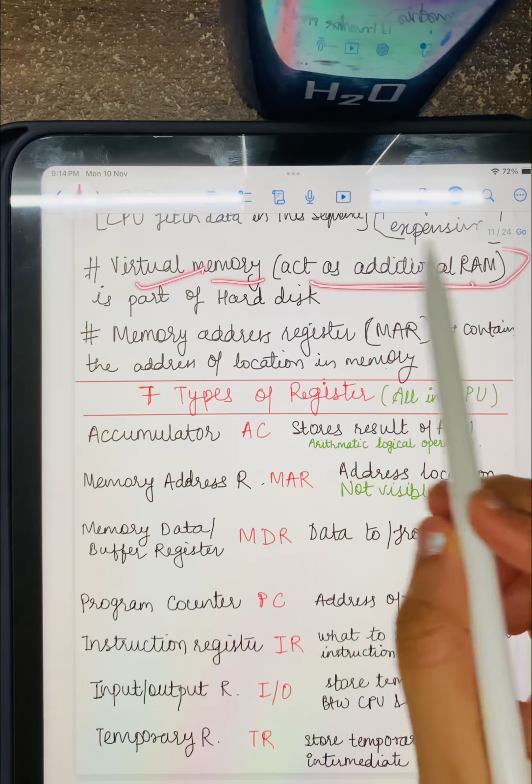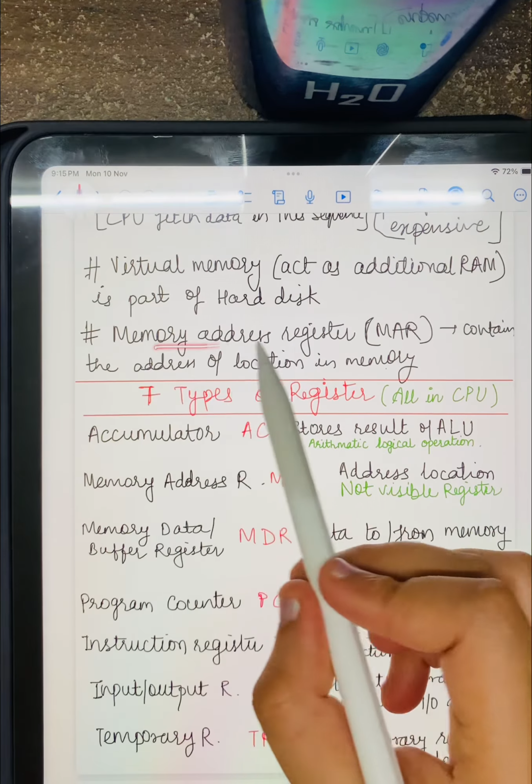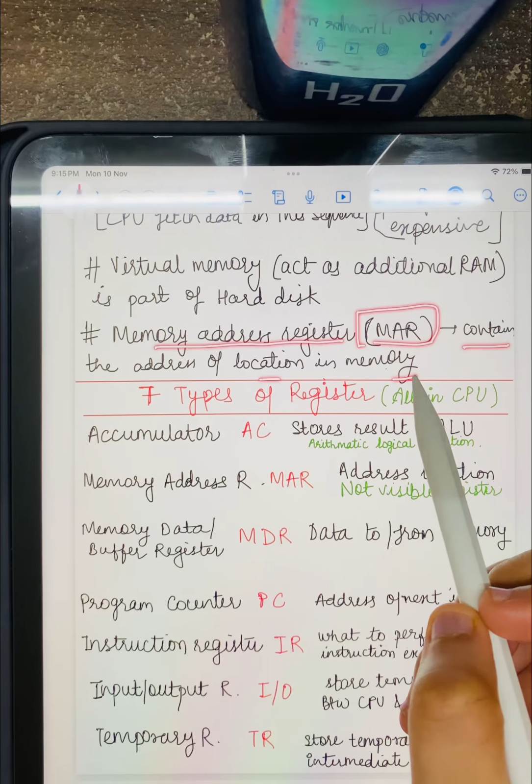Then comes virtual memory. Virtual memory acts as additional RAM. It is a part of the hard disk. Memory address register, MAR. It contains the address of a location in memory.